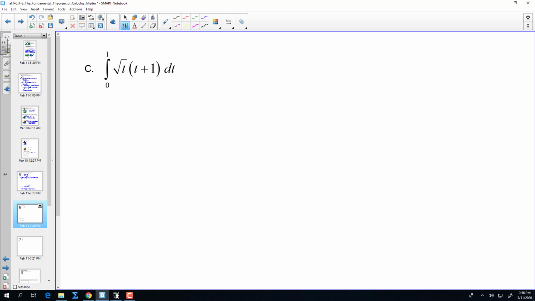Here's another example. In order to work this out, we need to rewrite the integral just a little bit before we actually perform the integration. The square root of t is the same thing as t to the 1/2 power. And what I'm going to do is distribute that t to the 1/2 power into these parentheses. So t to the 1/2 times t would be t to the 3/2 power. T to the 1/2 times 1 would be t to the 1/2. And now I have something I can use the power rule on for anti-differentiation.